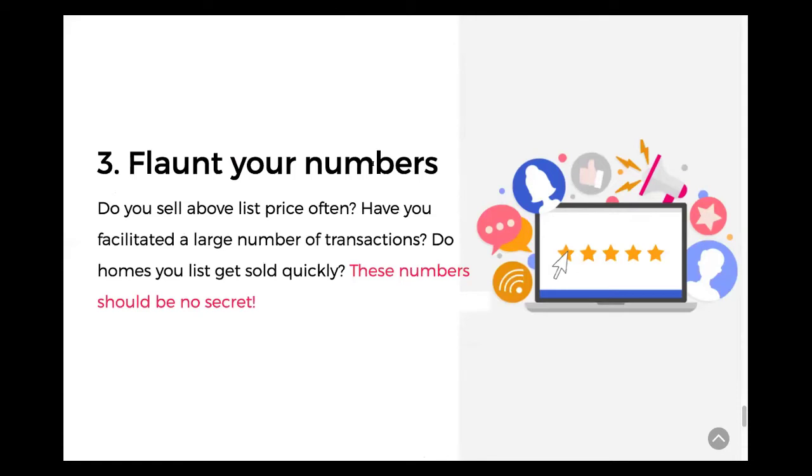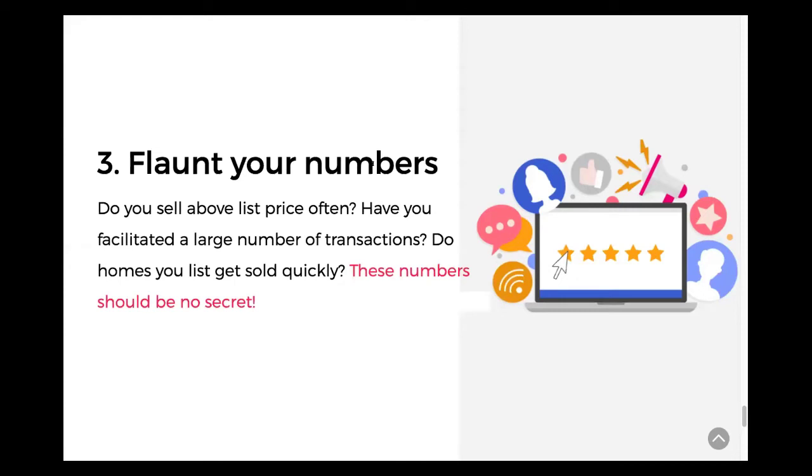Let's go to the third form of social proof: flaunting your numbers. A lot of websites do this, and I will show you examples. Besides testimonials, besides awards and certifications, you need to flaunt your numbers, right? If you sell above the list price often, or maybe you've done many transactions, whether a dollar figure or a number figure, if your homes sell faster than average, don't let this be a secret. You should flaunt these numbers. Let people know that, look, this is the type of production that I have.